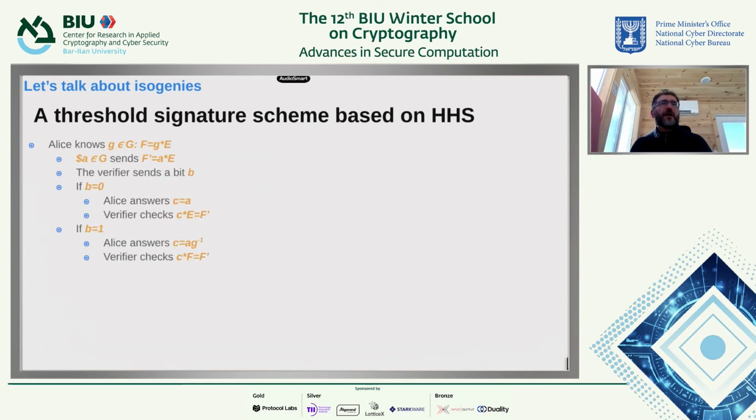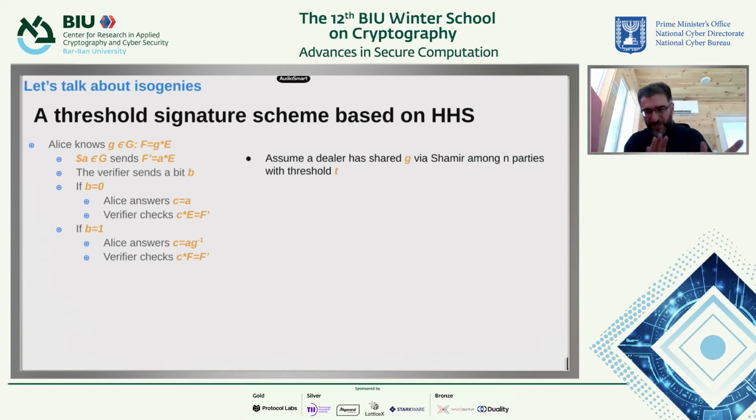On this side, I have the signature scheme. Let's assume that the dealer has shared the secret key. Let's not even think about the KG, we'll talk about that in a minute. But let's assume that the dealer has shared G via Shamir among the n parties with threshold T.